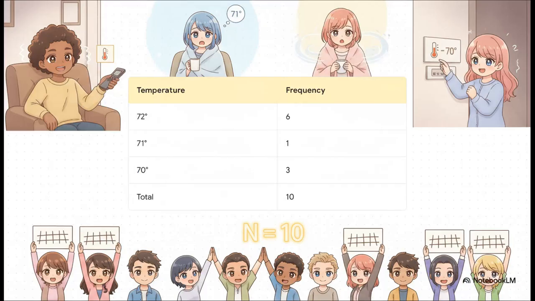Let's see this in action with a really quick sample table of preferred room temperatures. In our X column, we've got the temperatures, 72, 71, and 70 degrees. In our frequency column, we can see that 6 people preferred 72 degrees, 1 person preferred 71, and 3 preferred 70. Now pay attention to that bottom row. The sum of all your frequencies must perfectly equal n, which is your total number of observations. So here, 6 plus 1 plus 3 gives us our total of 10.